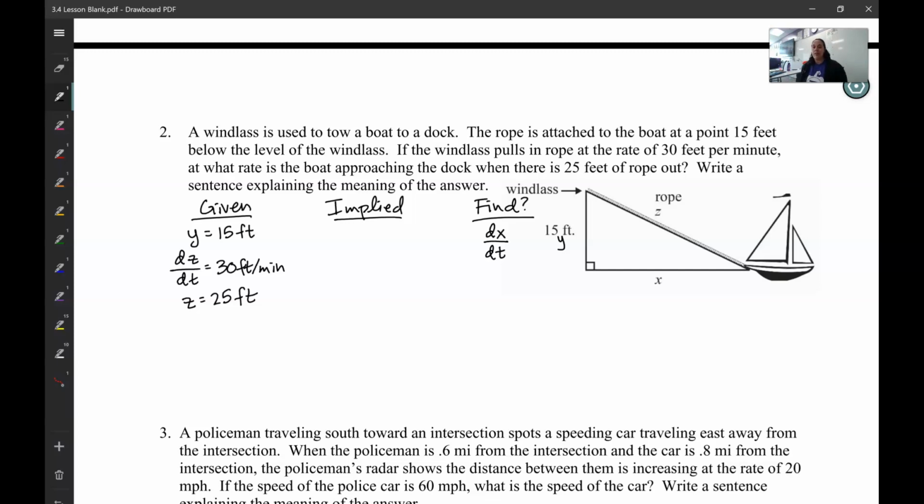Now we're going to talk about implied. There is a lot of information here that's implied but not directly given to us. The first one is if I know that Z is 25 feet, don't I have a tool to find what X is? I can use Pythagorean's theorem. So if I use Pythagorean's theorem, x squared plus y squared equals 25 squared, and I solve this, so I don't know what x is, y is 15.